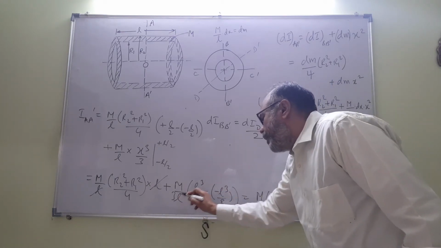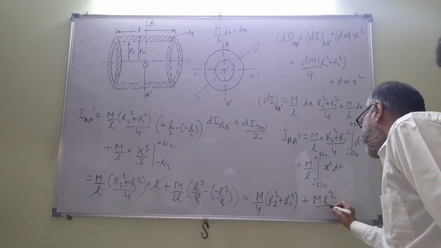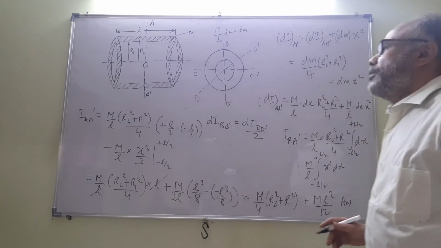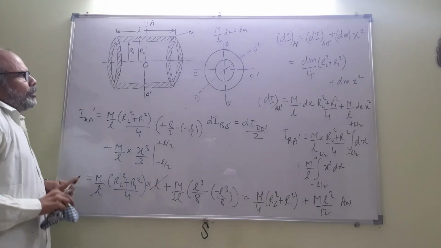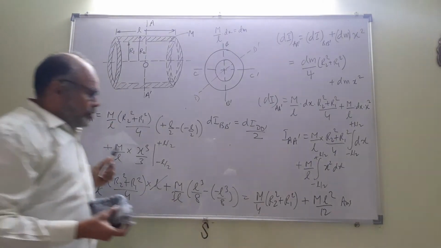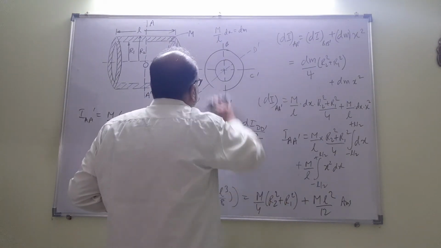4 into 3 is 12. L cube by L is L squared. So you will have mL squared by 12. That would be the answer of the moment of inertia. Now let us try to analyze this.